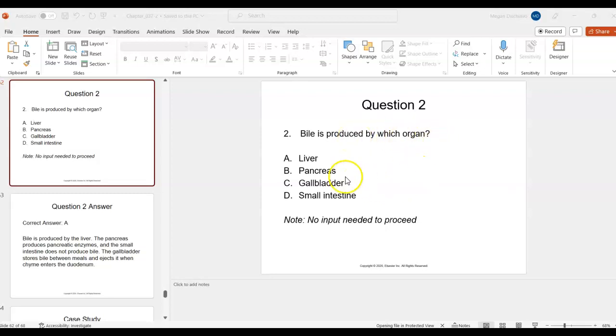Bile is produced by which organ? Gallbladder. Nope, that's where it's stored. So this one word can change everything. If this said stored, it'd be completely different.